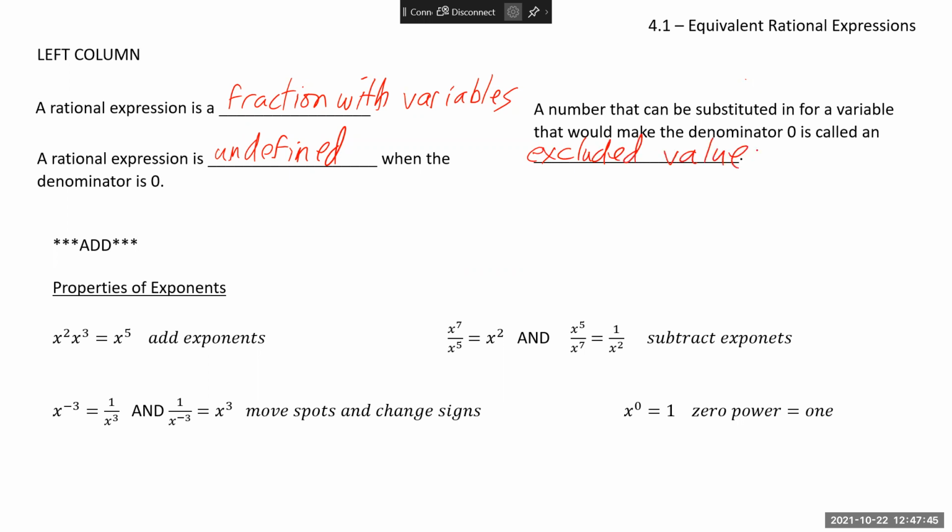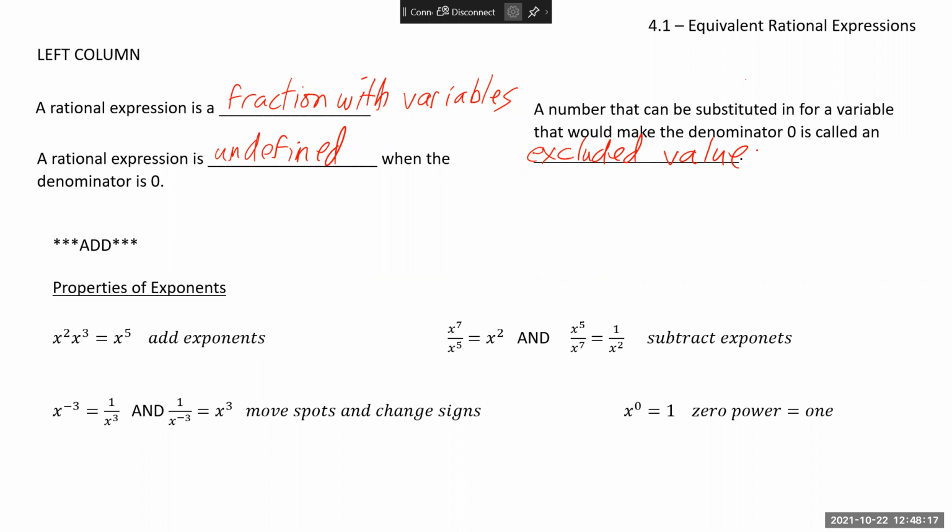So these are all kind of on the side of your notes there. Functions with variables, that's a rational expression. A rational expression is undefined when the denominator is 0. And the number can be substituted for the variable. So if I plug a number into the variable and it makes the denominator 0, it's an excluded value. I can't use that number because it's going to give me an error, something that doesn't work.